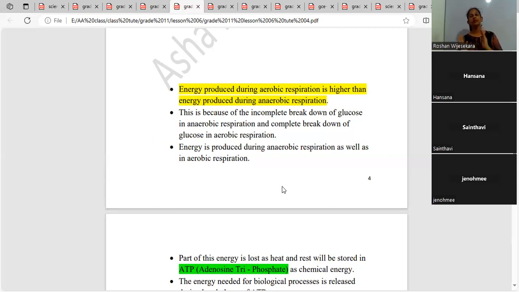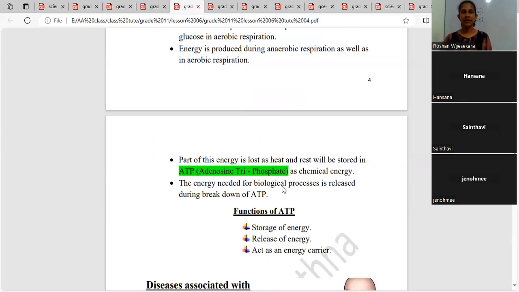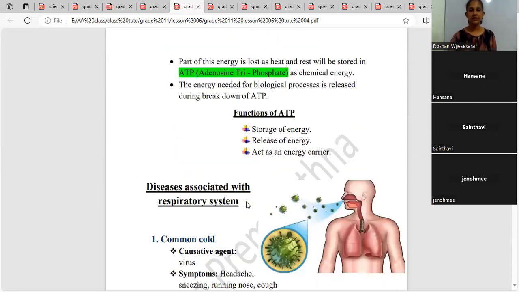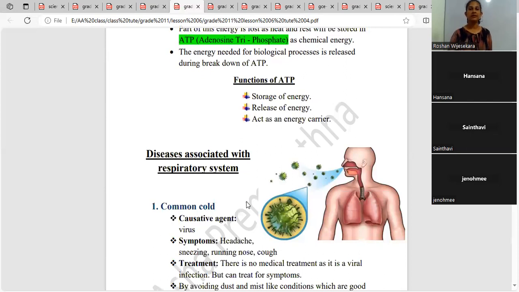Incomplete breakdown of glucose is the reason for the lesser amount of energy produced during anaerobic respiration. Energy produced during anaerobic respiration as well as aerobic respiration is stored in cells as ATP, adenosine triphosphate. Okay, these are the functions of ATP: storage of energy, release of energy, and acting as an energy carrier.